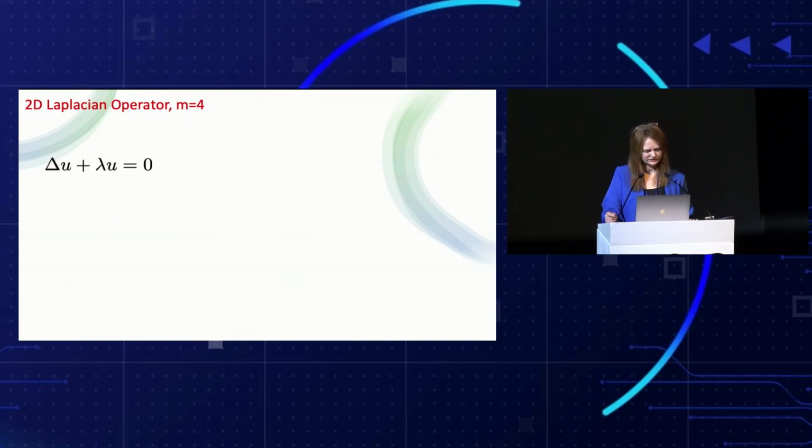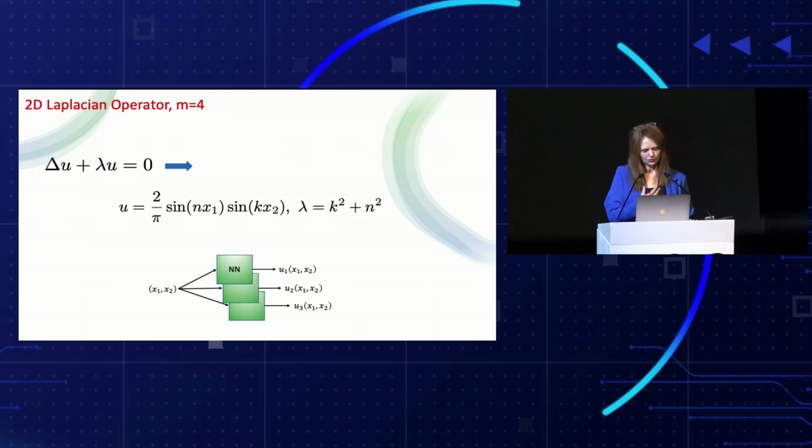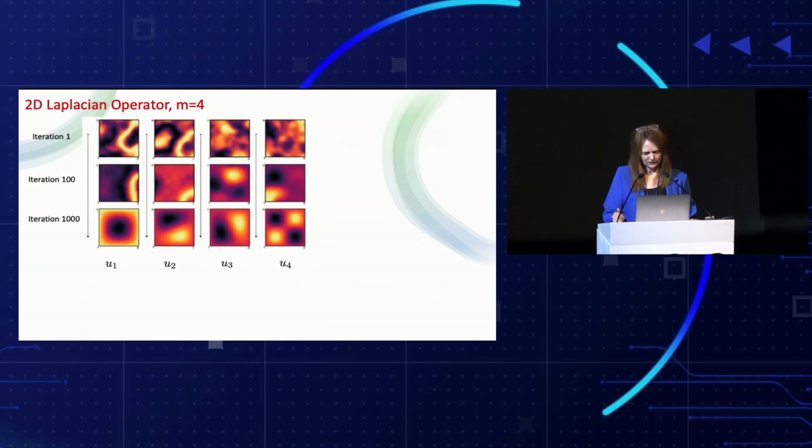Next, we also solved for the 2D Laplacian operator. The ground truth is the multiplication of sin nx and sin kx2. So for the architecture, we build one network for each eigenfunction. And here we can see the results. After 1,000 iterations, here we can see the 4 eigenfunctions with the 4 frequencies. This is what we expect.